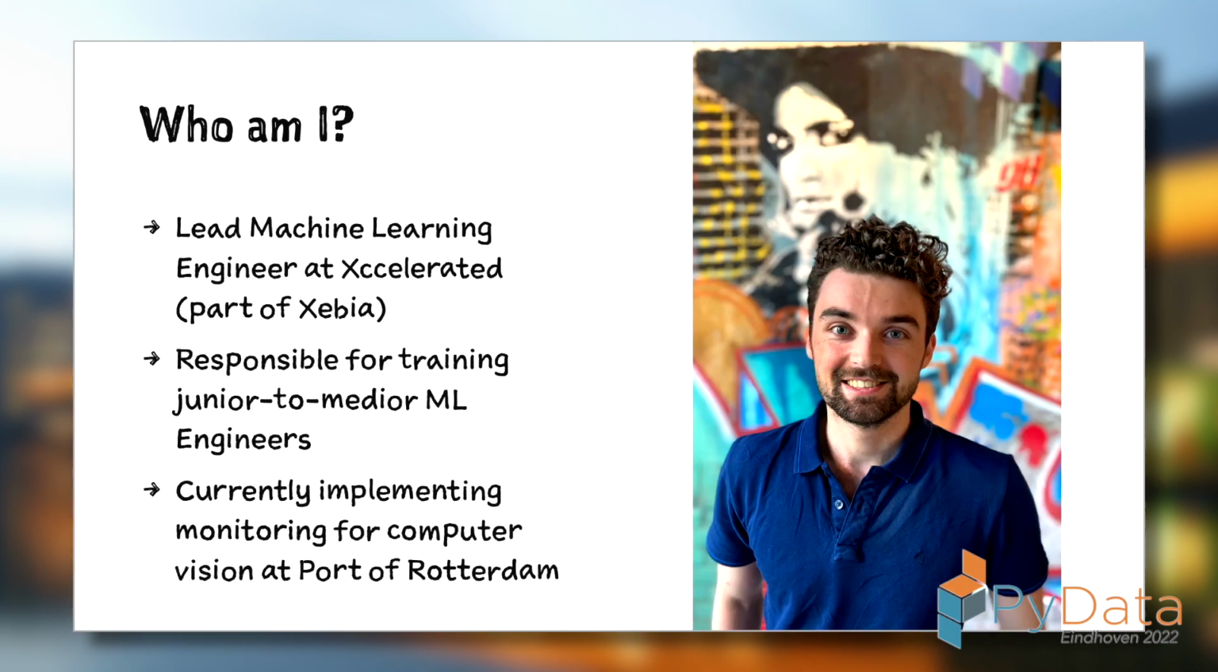But first, let me introduce myself. I'm the lead machine learning engineer at Accelerated. That means I have basically two roles in the company. First of all, I'm responsible for training a group of junior to mid-level machine learning engineers in a year with us, to train them, guide them, help them out with things that they encounter at their clients. And then secondly, I'm also doing consultancy projects myself, and currently I'm at a computer vision project at Port of Rotterdam, where I'm actually right now implementing monitoring for that project, so that's actually nice.